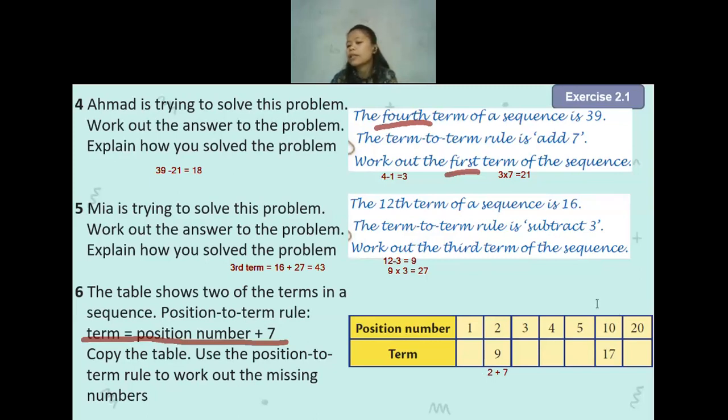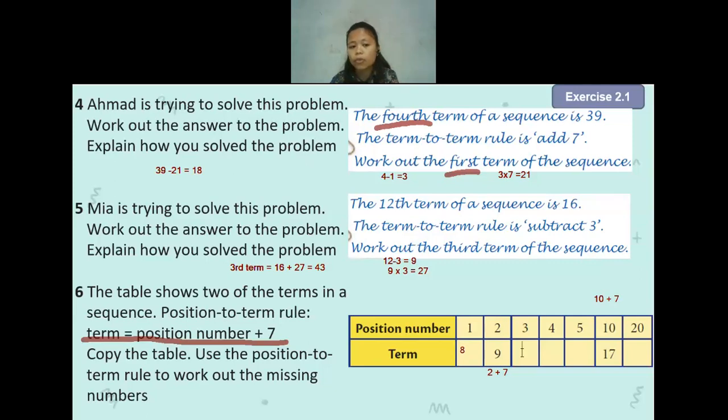Now let us check the 10th term. The position number is number 10, so I can replace the position number with 10. The formula is position number plus 7, so 10 plus 7 is equal to 17. So later, if I'm going to find the first term, what do I have to do for the first term? Yeah, some of you already typed it as 8. Thank you. Is there anyone get confused? How do I get 8?